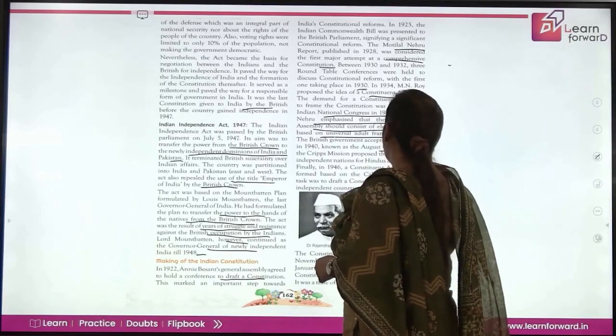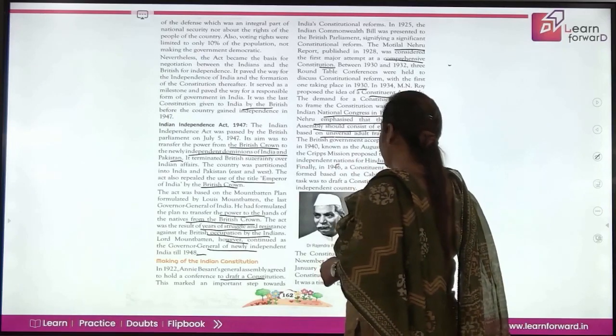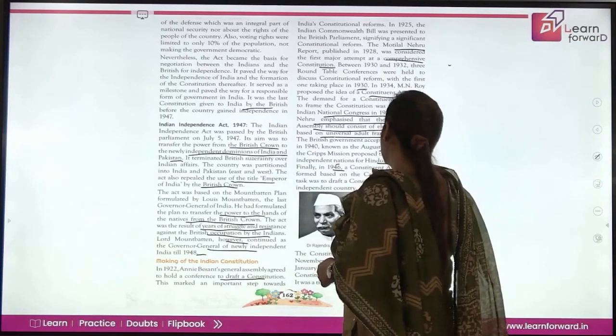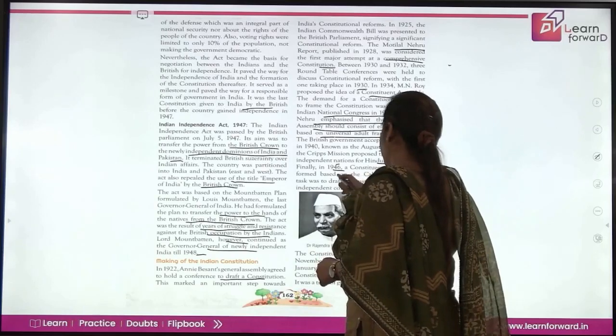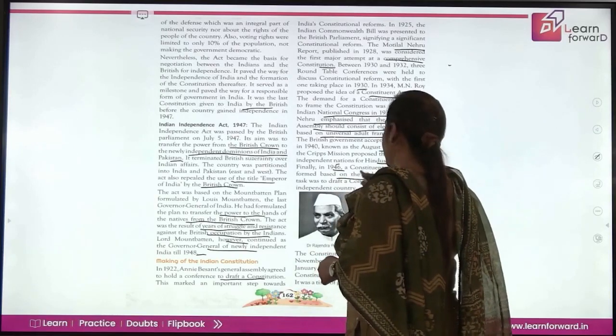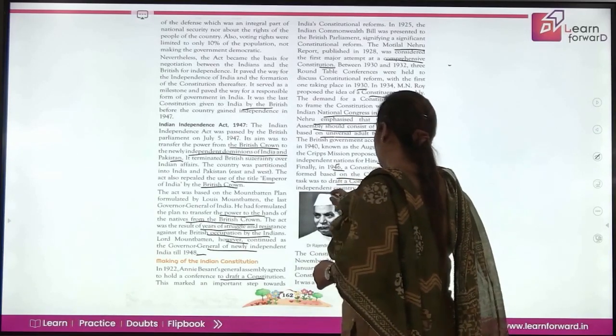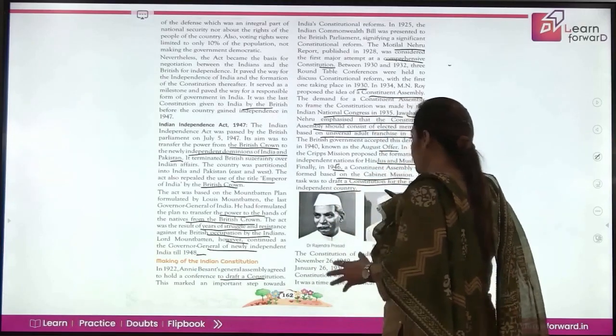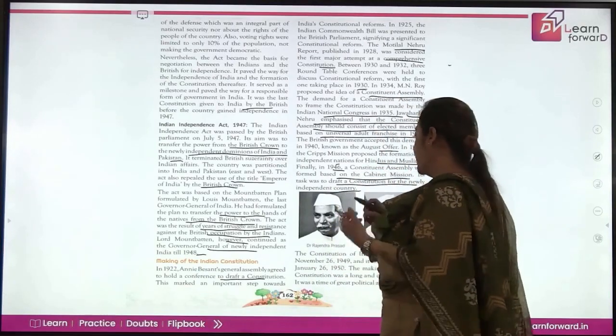In 1942, the Cripps Mission proposed the formation of independent nations for Hindus and Muslims. Finally, in 1946, a Constituent Assembly was formed based on the Cabinet Mission. Its task was to draft a constitution for the newly independent country. Cabinet Mission का काम क्या था? जो नई country बन रही है, independent country बन रही है, इसके लिए आप constitution बनाएं.